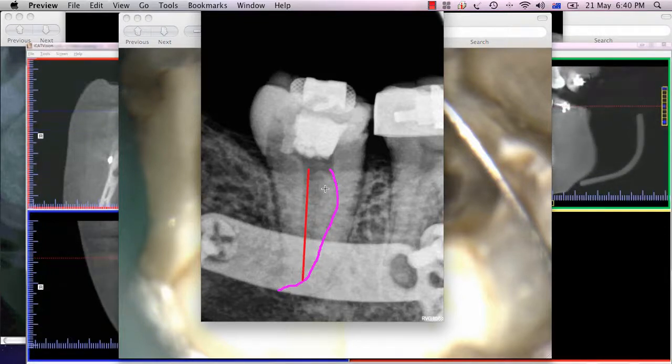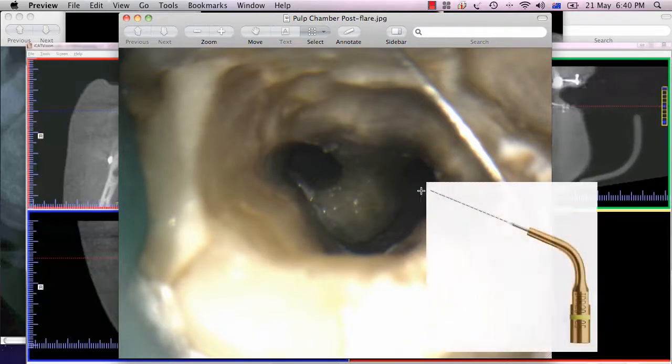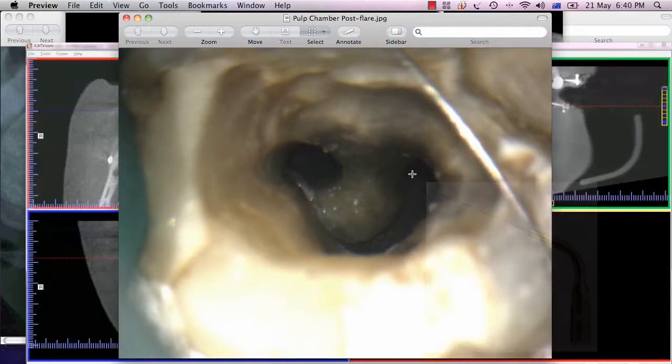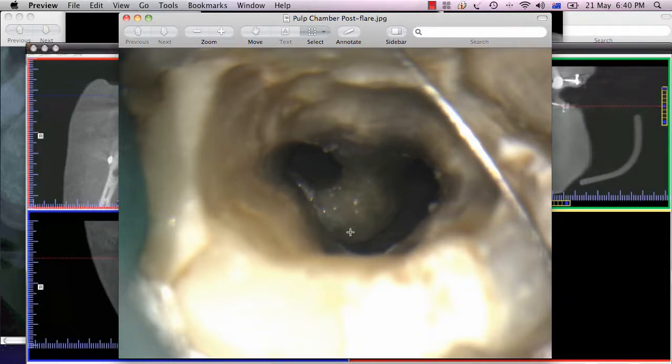FlexMaster files. After that, lots of passive ultrasonic irrigation was used, so placing sodium hypochlorite into the canal and using an ultrasonic file to activate it and allow the sodium hypochlorite to move into all those areas that are inaccessible to our files. I think that's quite important in irregularly shaped teeth like these, that we can get that irrigant into the area so it can do its job of dissolving pulp tissue, dissolving necrotic tissue, and killing bacteria.